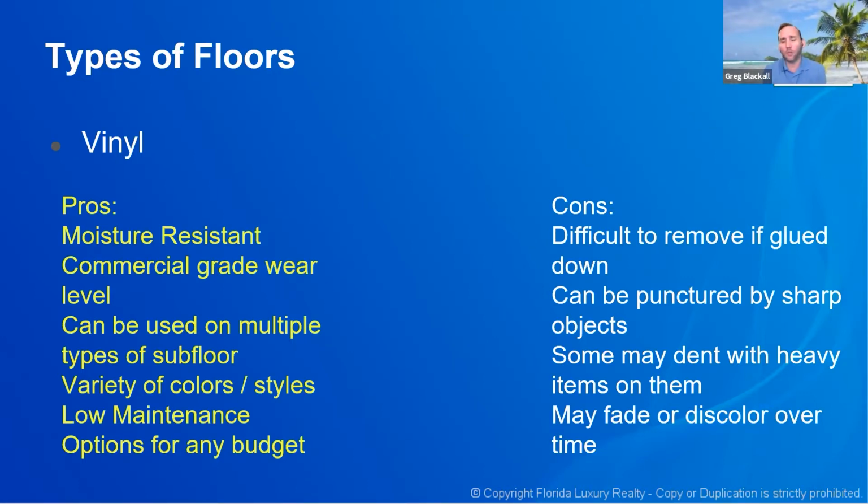It can be punctured by sharp objects. So if you have this in a kitchen and you drop a sharp knife, you can actually gouge or gash that vinyl flooring. Some may dent with heavy items. So if you've got heavy couches or entertainment centers, over time, some of these vinyl floors may actually dent. And then when you move that object, you may have to replace that part of the vinyl floor. And they may fade or discolor over time because they are printed. So kind of understand that.